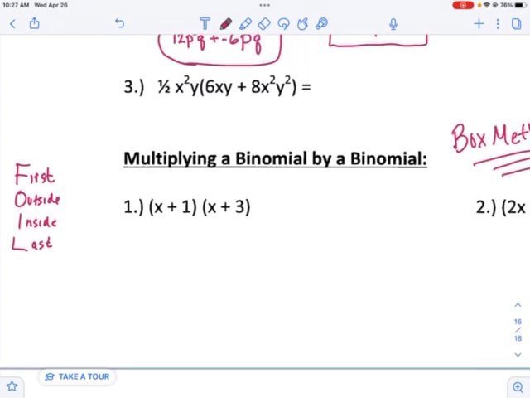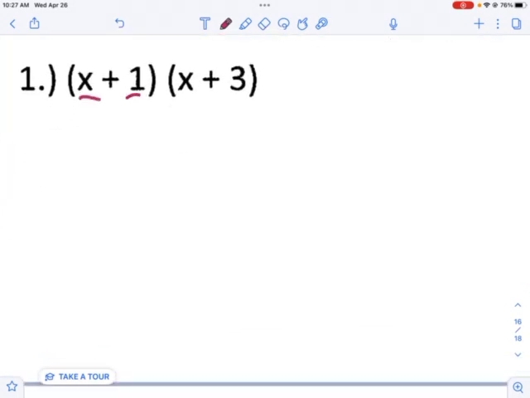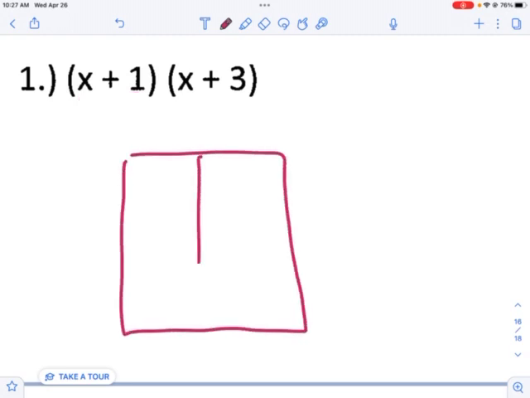The box method is another strategy, just like FOIL is, in how to use the distributive property when you're multiplying polynomials. The box method you can use for even a 5-term polynomial times a 4-term polynomial. So it's limitless, right? This one is limitless in the sense that you can make a box however big you want to. So we're going to focus on that. So we're going to multiply a binomial times a binomial, which means 2 terms by 2 terms.